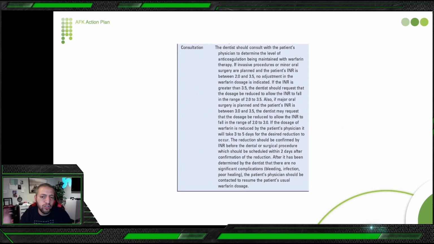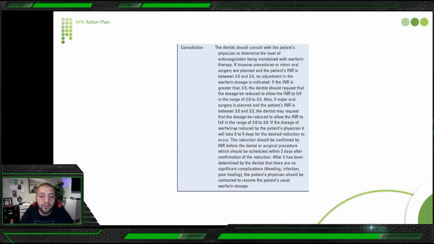And let's read more, because when you read more, it's getting more for you. A dentist should consult with the patient's physician to determine the level of anticoagulant being maintained with warfarin therapy. So you are never going to do surgery for a patient taking warfarin before you consult. If an invasive procedure or minor oral surgery is planned and the patient's INR is between 2 to 3.5, no adjustment in the warfarin dose is indicated. But if INR is greater than 3.5, the dentist should request that the dose be reduced to allow INR to fall in the range between 2 and 3.5. And if it's major oral surgery, we spoke about it, it has to be less.